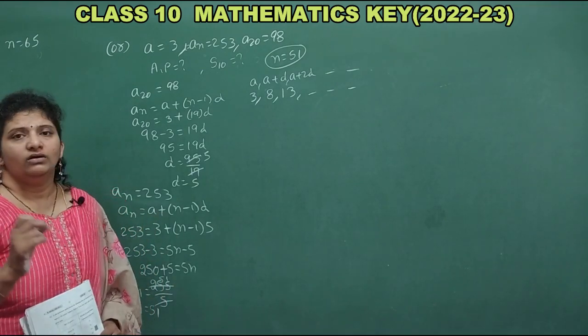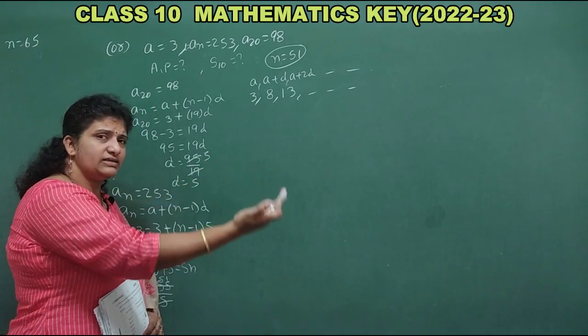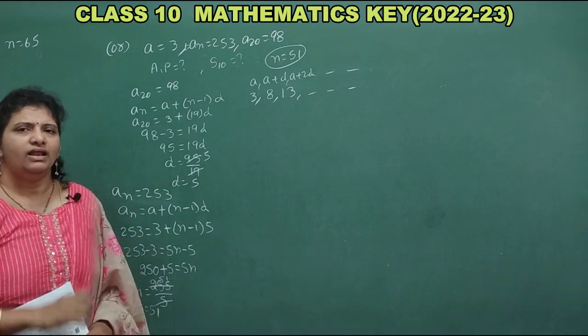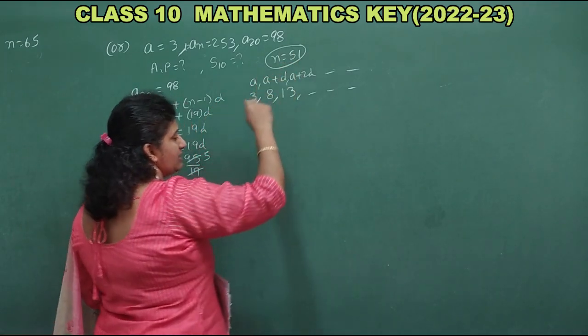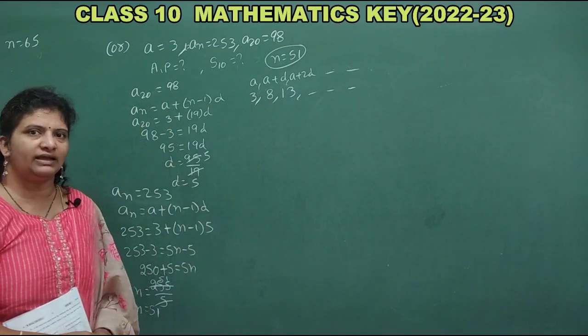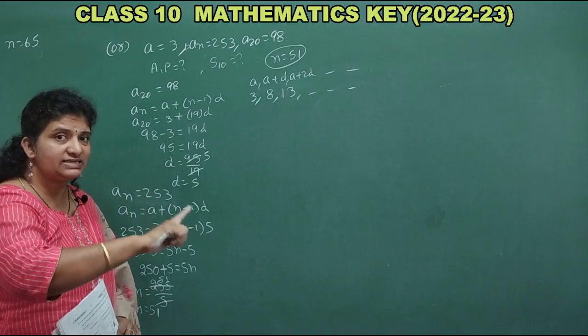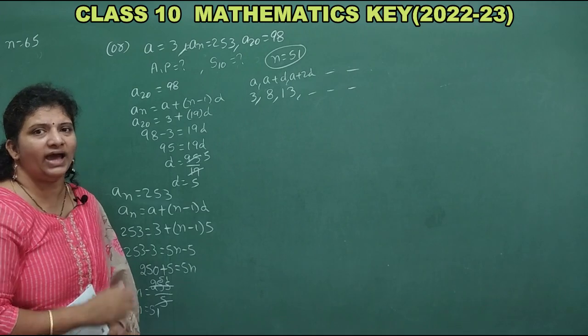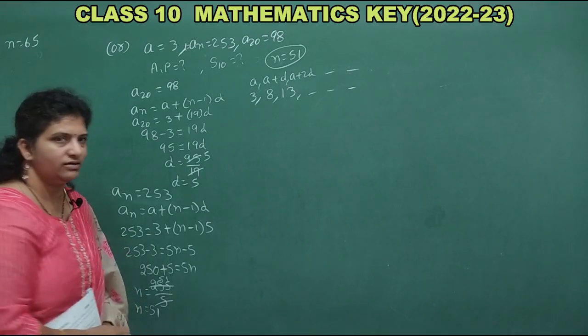Now, another question in this: find the sum of the last 10 terms. Look here, in 51 terms, last 10 terms means what? In 51 subtract 10, you will be getting 41, right? From the 42nd term, if you add up to the 51st term, you will get the sum of 10 terms, right?